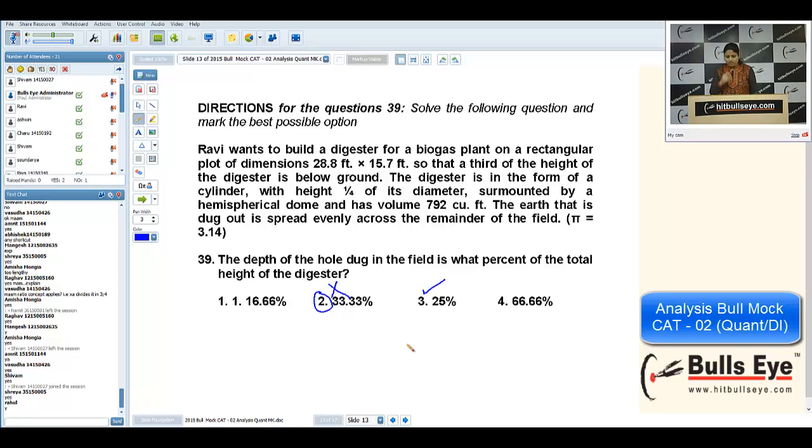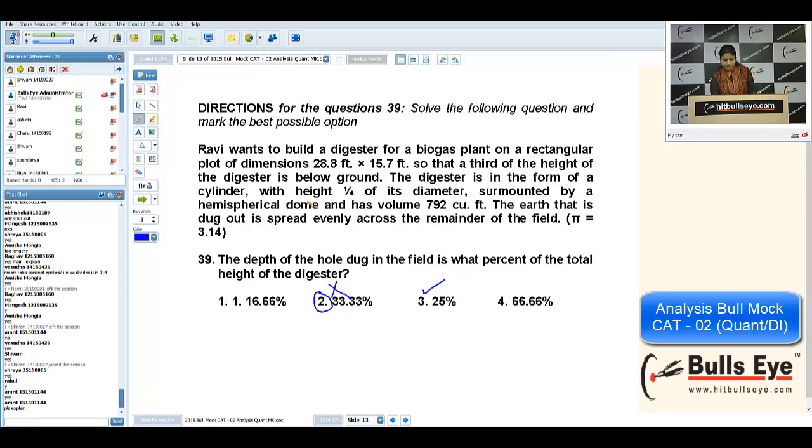See, I'm not going into calculation. See, what is the thing given? That digester is in the form of a cylinder with height 1 by 4 of its diameter, surmounted by a hemispherical dome, has volume 792 cubic feet. Okay.